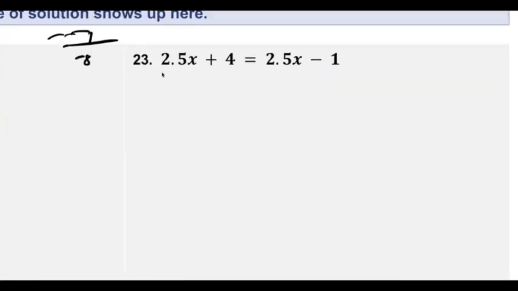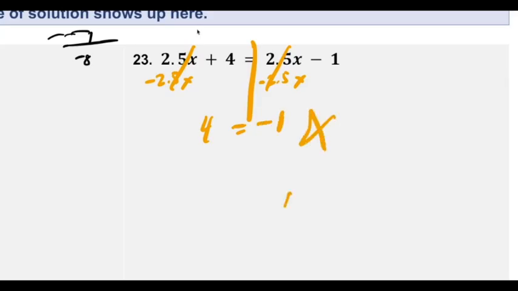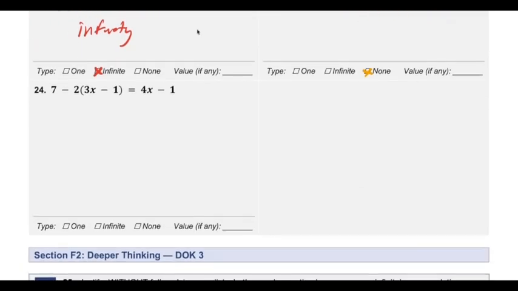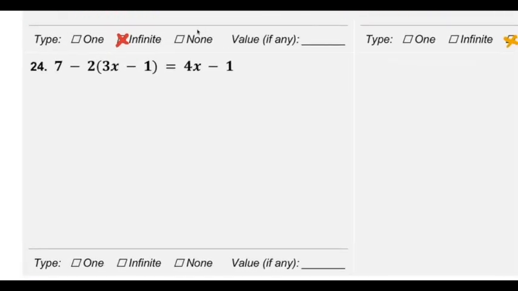Over here, it looks scary, there's decimals, but look what happens. Minus 2.5x, minus 2.5x. I get 4 equals negative 1. That is false. 4 does not equal negative 1, so no solution. None. Okay. Over here, it's the only one here, I guess.